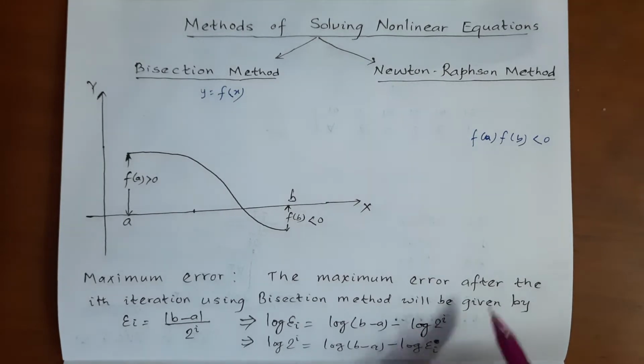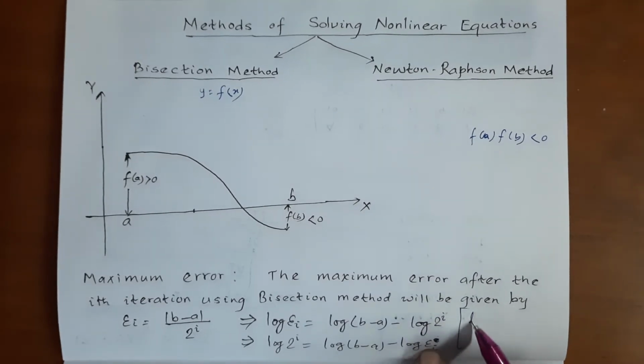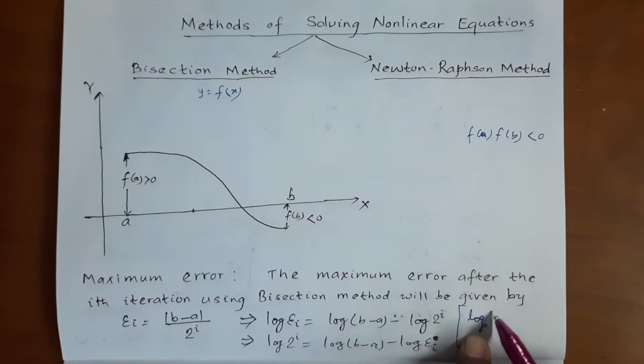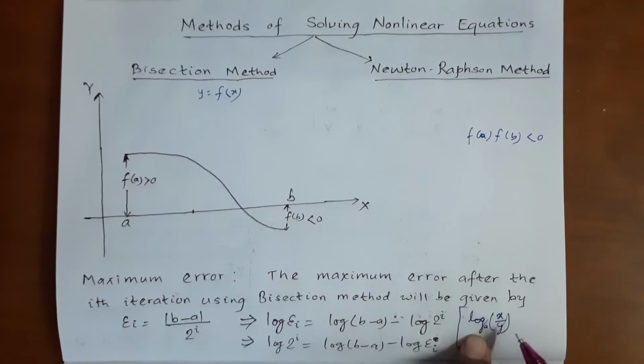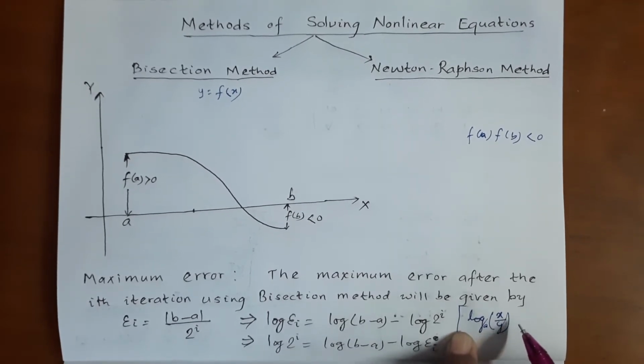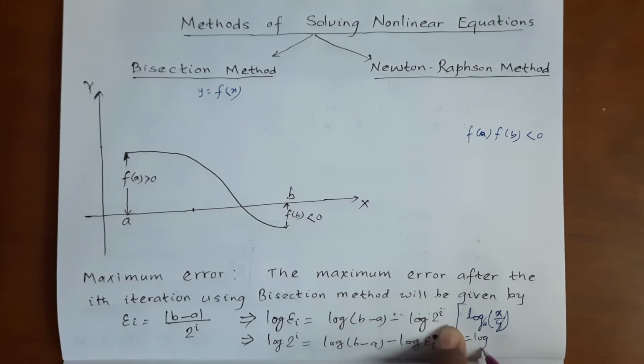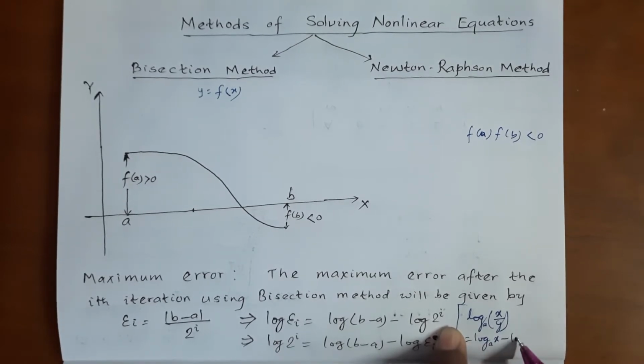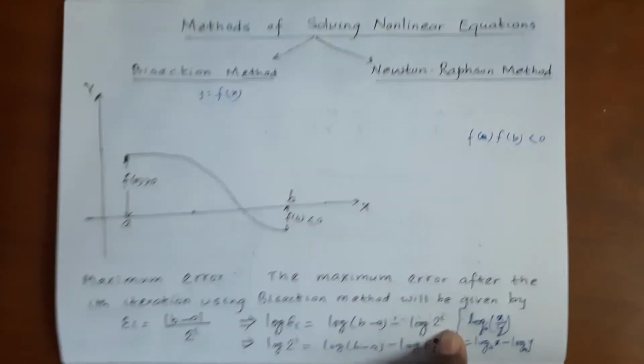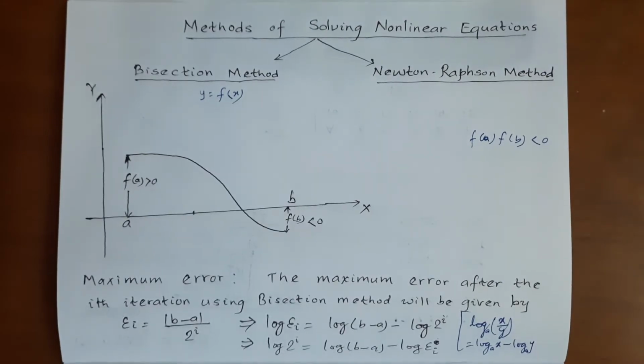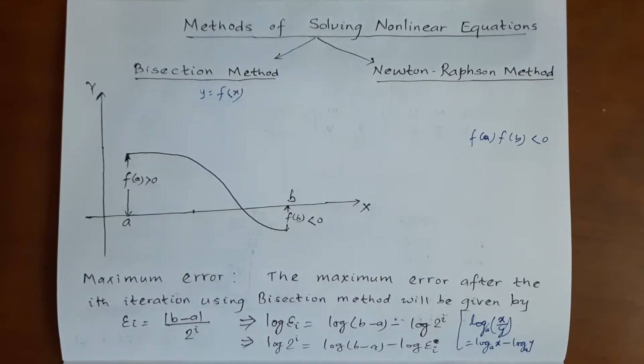As you know, the formula for log(x over y) is log x minus log y. So the quotient changes into a difference. Using this property, we can write it this way.